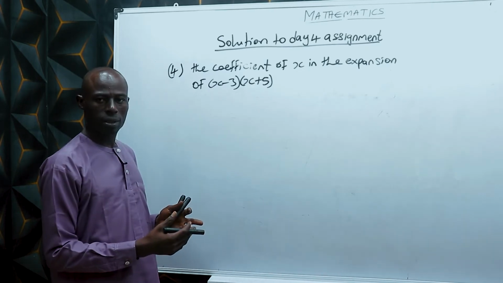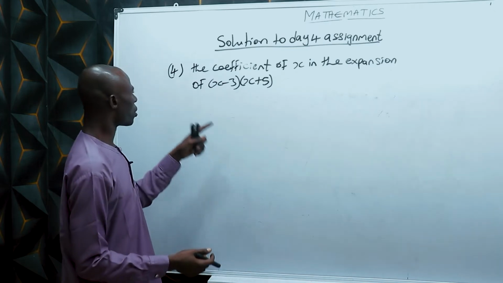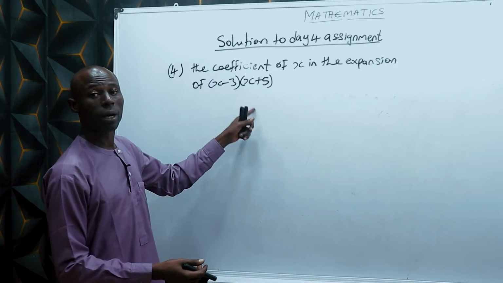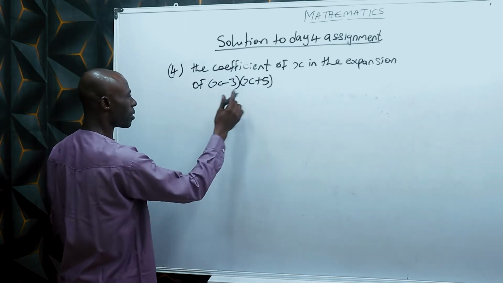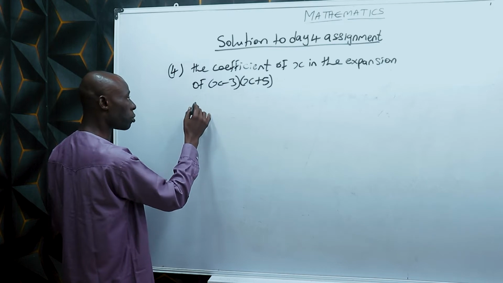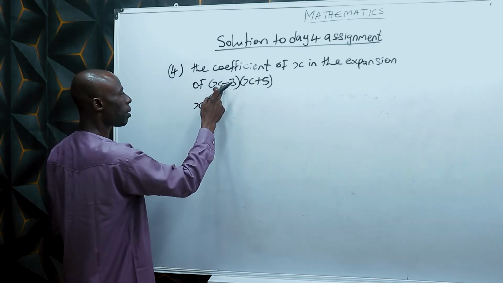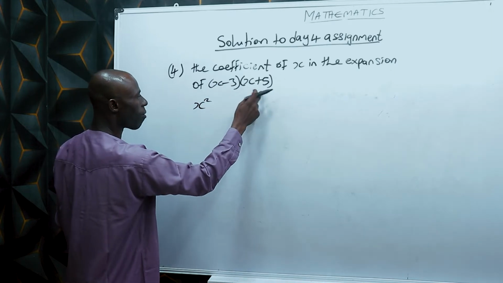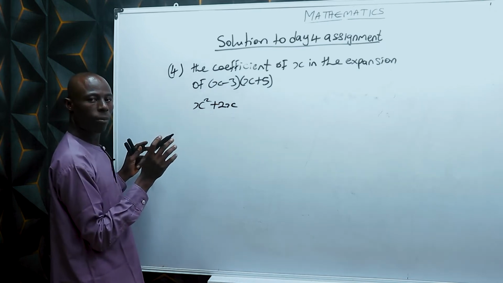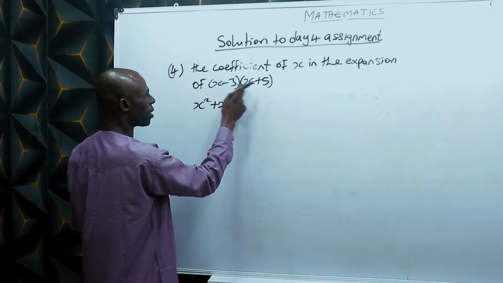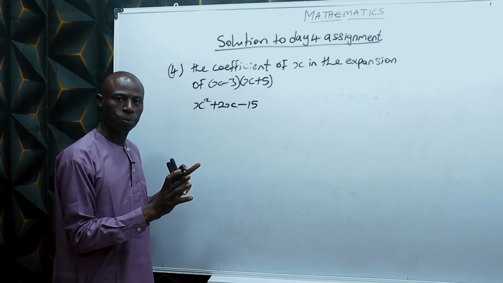The question has us to find the coefficient of x in the expansion of (x minus 3) into (x plus 5). It is simple. Try to expand this. Direct expansion that I taught you: x times x is x squared. Negative 3 plus 5 gives you plus 2, that is plus 2x. Negative 3 times 5 is negative 15. We are good.